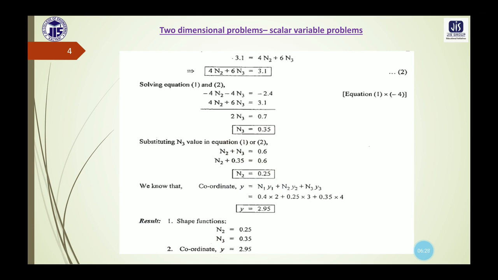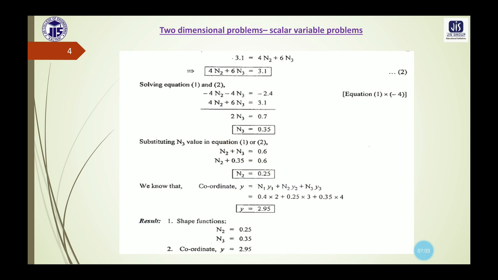Now here the y1, y2 and y3, these are the y coordinates of the three different nodes or the corner points of the triangular element. So these are given in the numerical. Value of n1 was given in the numerical, and the value of n2 and n3 we have calculated just now. So we can put all the values in the coordinate equation of y, and we can easily calculate the value of y, which we are getting as 2.95.